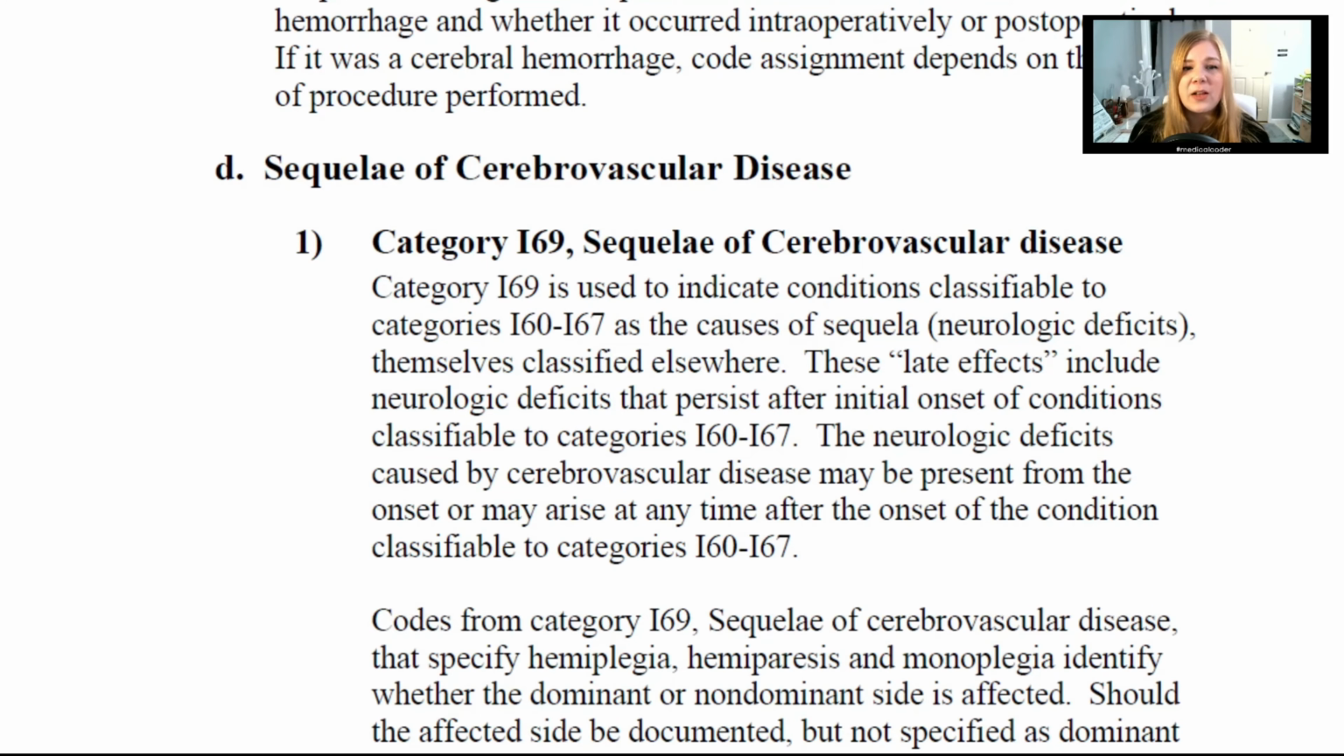Proper code assignment depends on whether there was an infarction or hemorrhage and whether it occurred intraoperatively or post-operatively. If it was a cerebral hemorrhage, code assignment depends on the type of procedure that was performed.